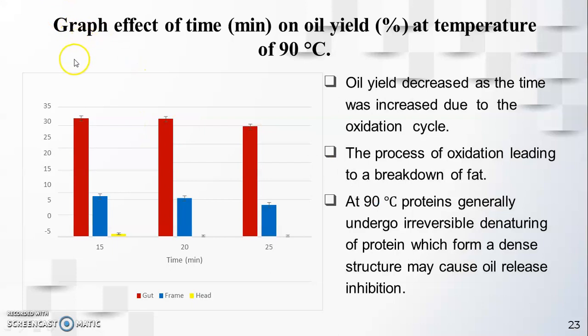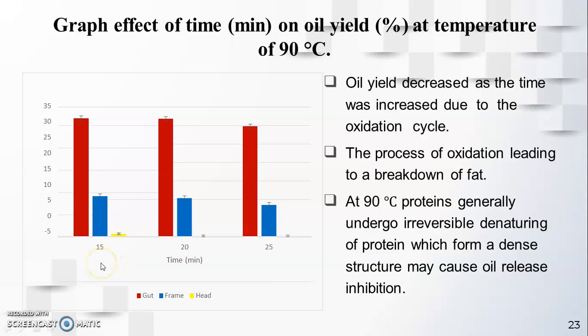Next, based on the third graph, which is the effect of time on oil yield at a temperature of 19, as you can see here in the graph, the oil decreased as the time was increased. It was due to the oxidation cycle. So, as the time was increased, the oil decreased. The process of oxidation leads to a breakdown of fat.